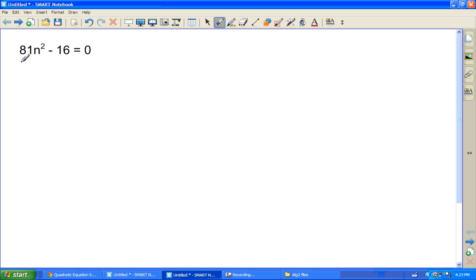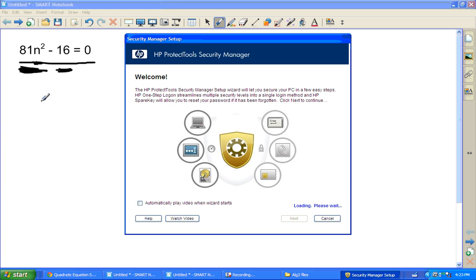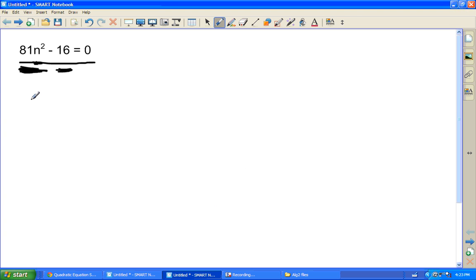Okay, class, here is a problem that is very unique because it holds two perfect squares, and I hope you notice that here. 16 is a perfect square of 4, 81 is a perfect square of 9, and n squared is a perfect square of n. So 81n squared, if I take the square root of that, I'm going to get 9 for the number part of it, and n for this part of it. The square root of 16 is 4.